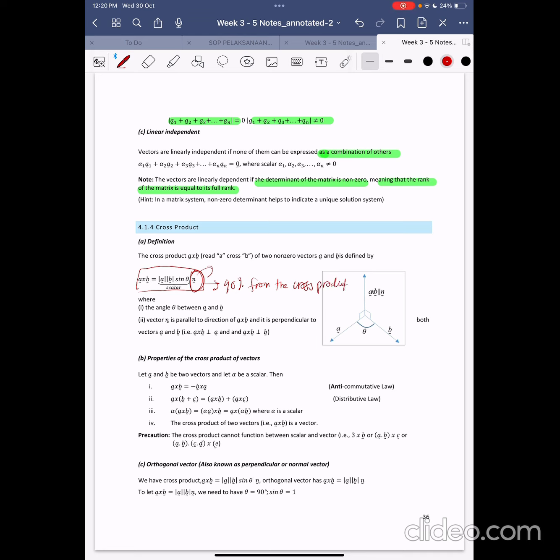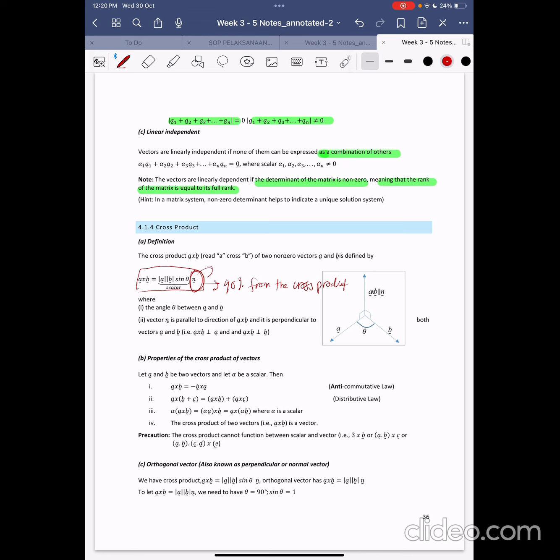Here we are dealing with the theta, same as the dot product, and the theta here is still the angle between A and B. However, now we are not using cos, we are using sine. I will show you after this why this is different, and how the cross product gets sine rather than cos.